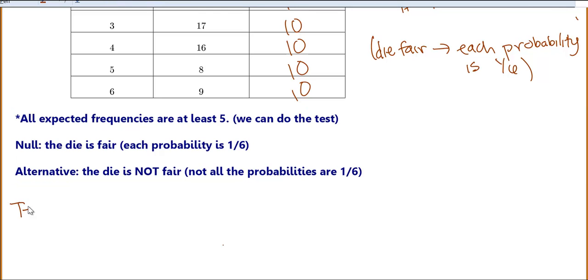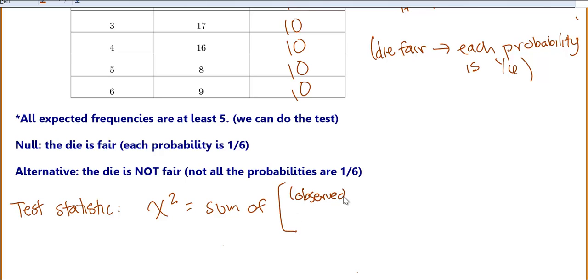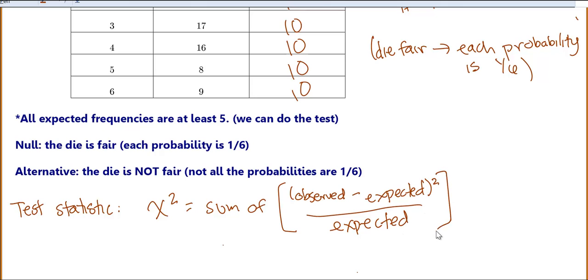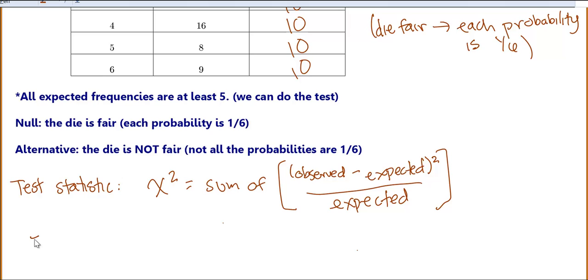Now we can find our actual test statistic. Chi-squared is equal to the sum of, so we're going to take each observed value minus the expected value, we're going to square that, and we're going to divide by the expected. So we're going to once again take each observed minus expected, square it, divide by the expected, and then we're done. We add them all up. So let's see what we get here.